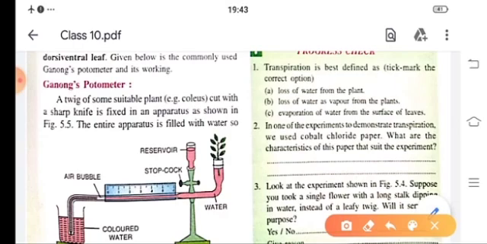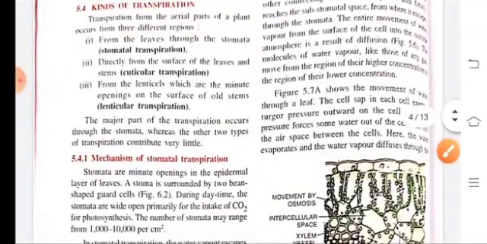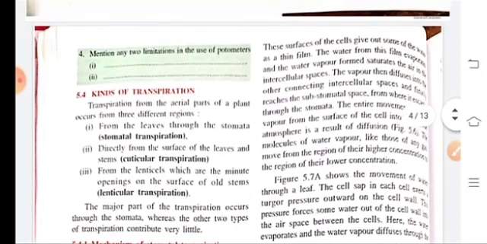So how does this happen? Due to transpiration, a suction force is created in the capillary tube, and due to this suction force the air bubble present inside the capillary tube moves from its position. This shows the rate of transpiration through the potometer method.